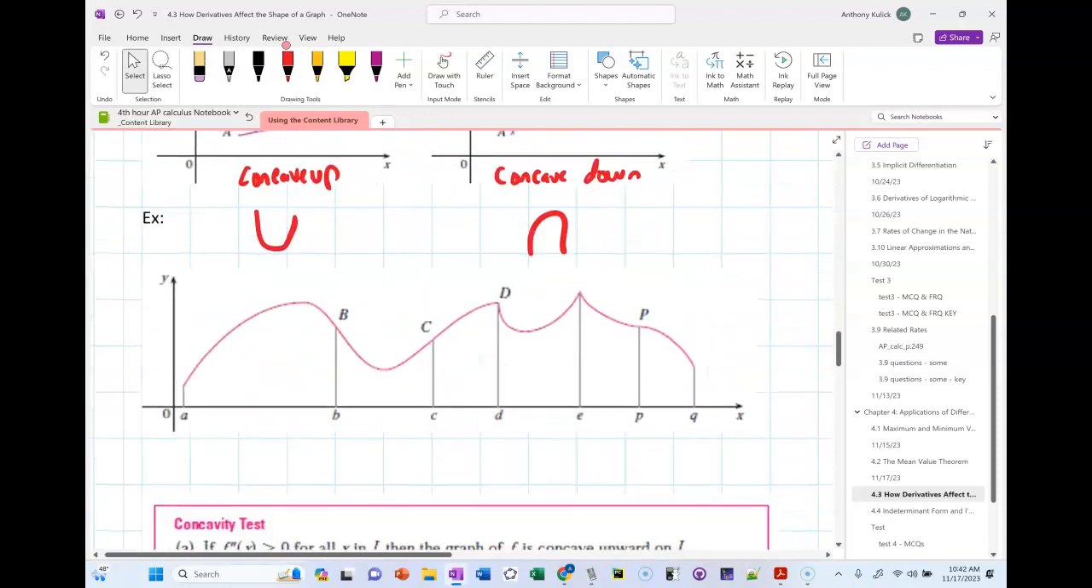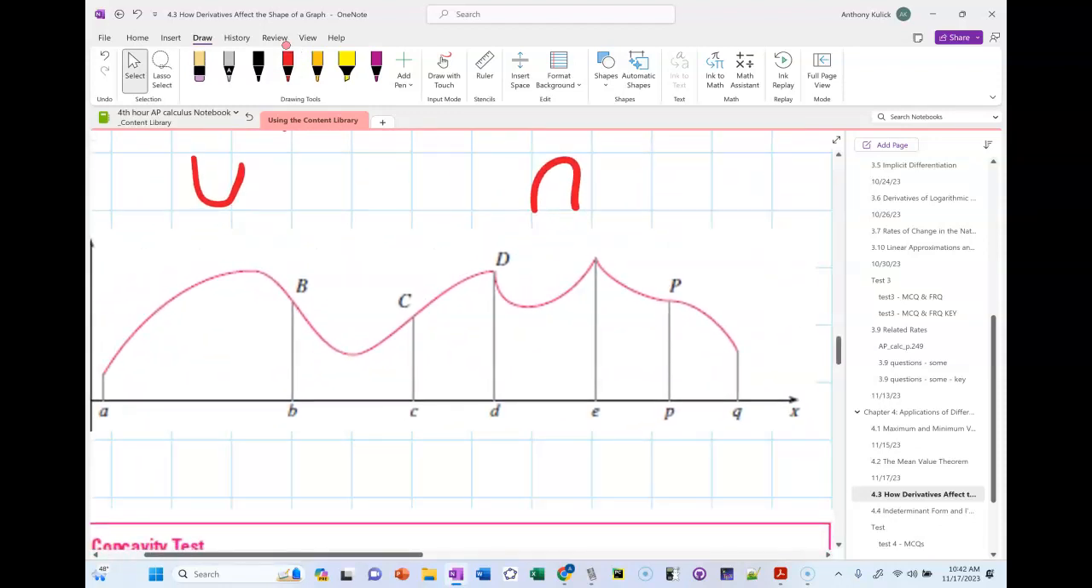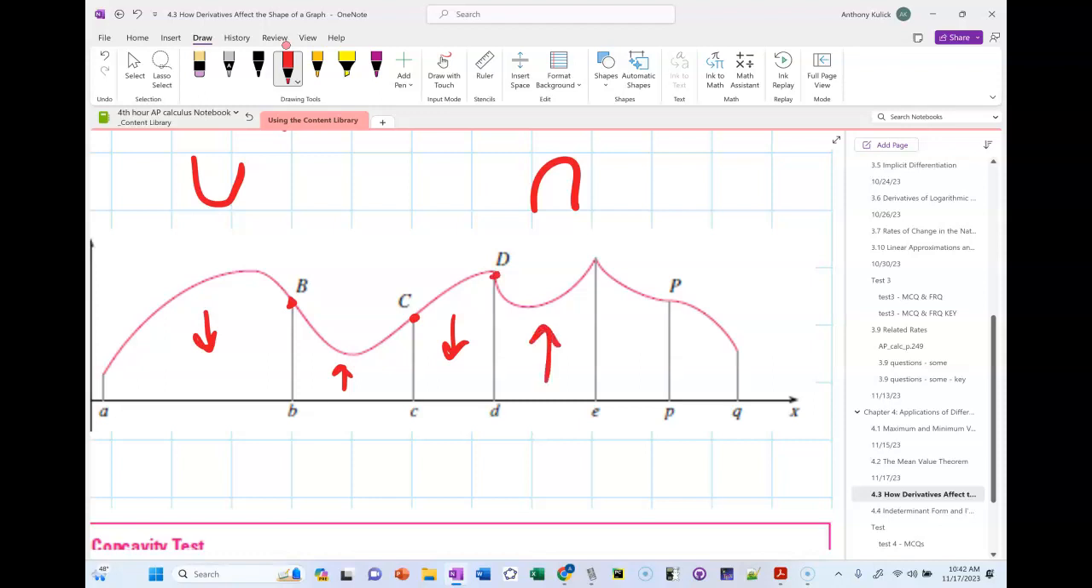So if I look at this graph here, we can see on the interval from A to B, that is concave down, right? Because if I pour water on, it runs off. At B, we switch to concave up because it's catching water. At C, we switch, it becomes concave down because we're dropping water. At D, we switch again, becomes concave up. At E, still concave up. Here at P, we switch to concave down.